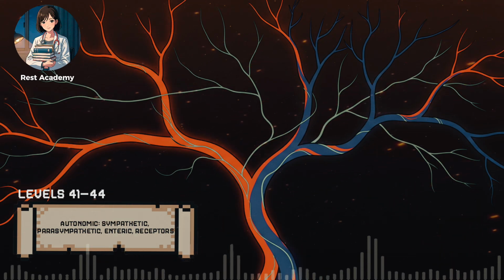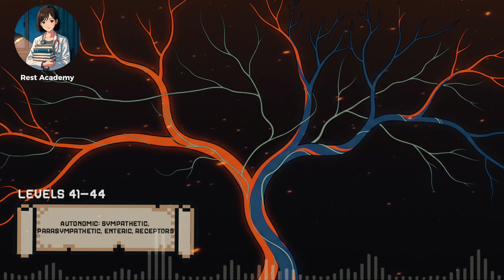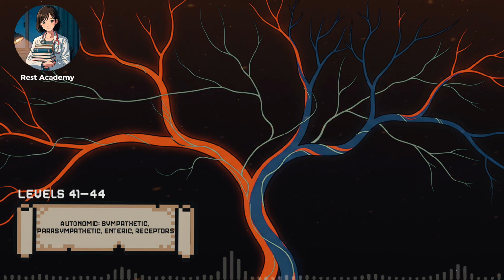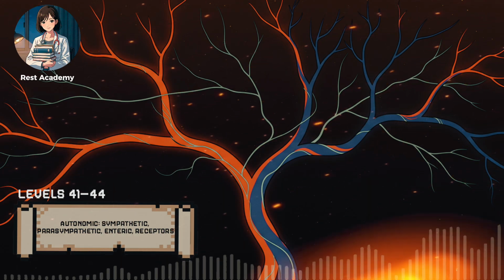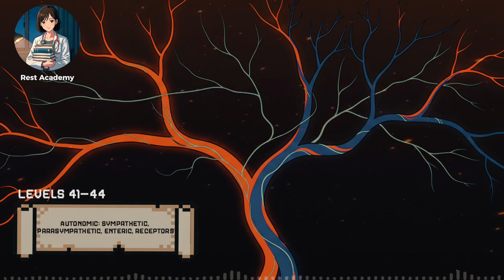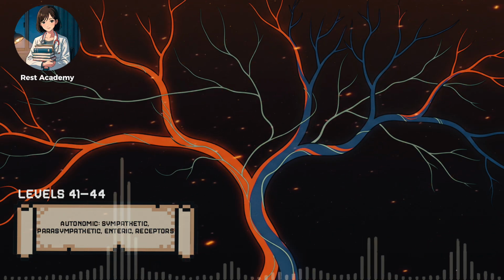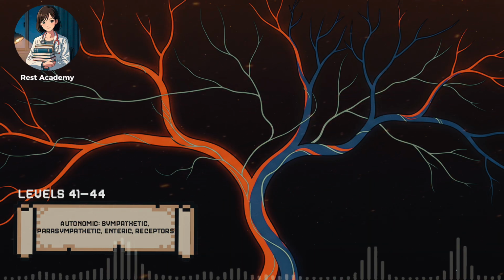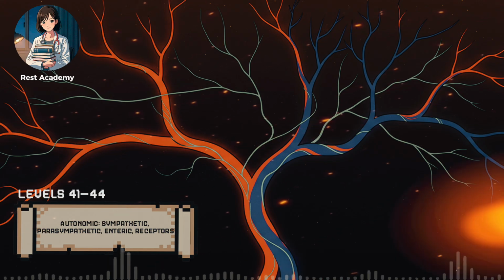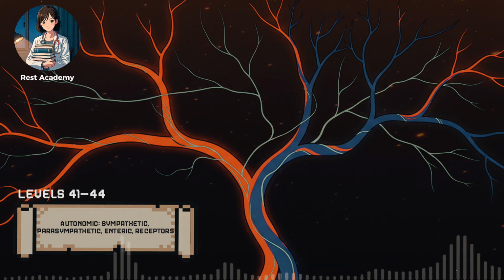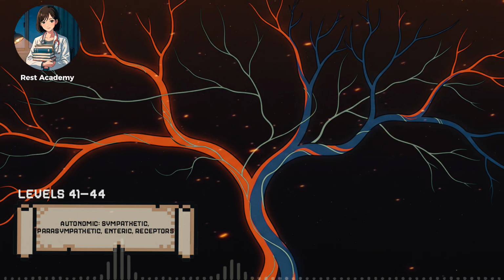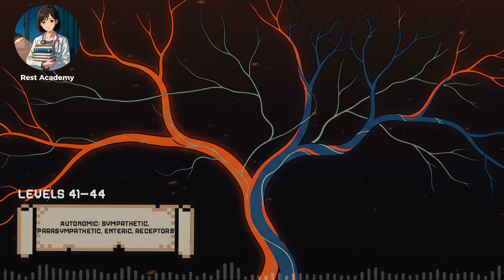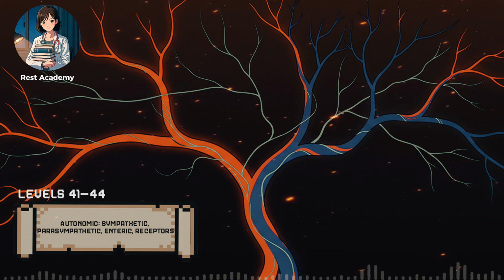The sympathetic division prepares the body for activity. Its preganglionic neurons originate in the lateral horns of thoracic and upper lumbar spinal cord segments, T1 to L2. These neurons exit via ventral roots, briefly join spinal nerves, then branch into white rami communicantes to enter the sympathetic chain, paired ganglia flanking the vertebral column. From there, they can synapse at the same level, ascend or descend to other ganglia, or pass through to synapse in prevertebral ganglia, such as the celiac, superior mesenteric, or inferior mesenteric ganglia. Postganglionic neurons are long and project to target organs: heart, lungs, vessels, sweat glands, and more.